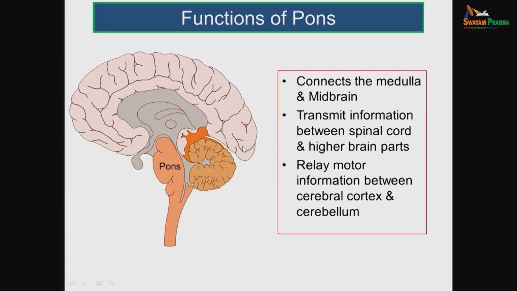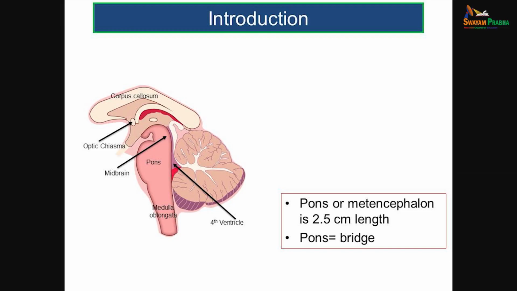As we know, the pons is a bridge between the midbrain and the medulla. It also transmits information between the spinal cord and the higher parts of the brain, and it acts as a motor relay station for the motor information between the cortex and the cerebellum. So, this connects the midbrain and the medulla, as well as the cortex and the cerebellum.